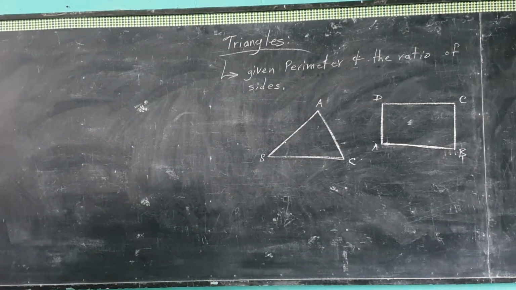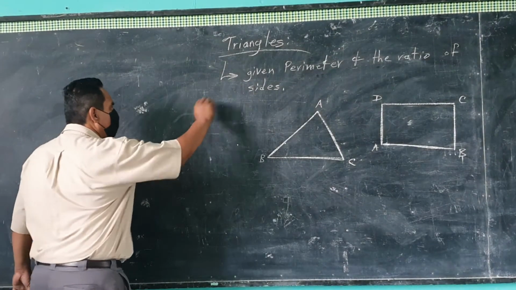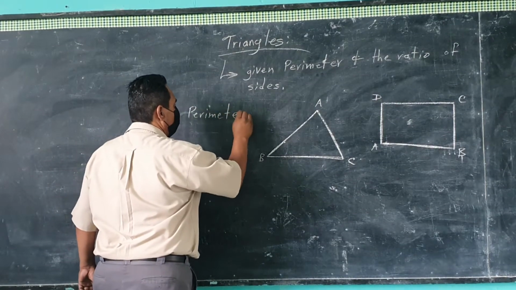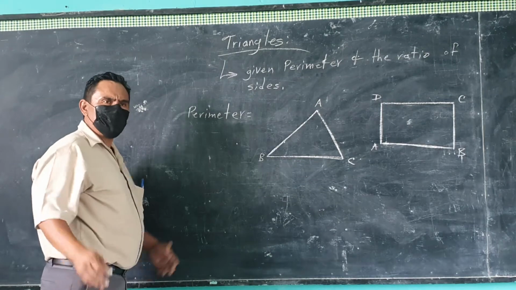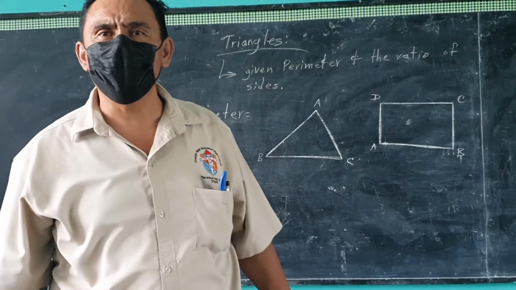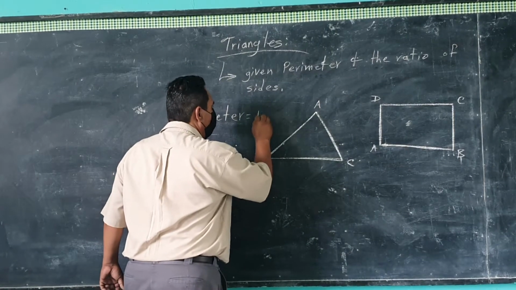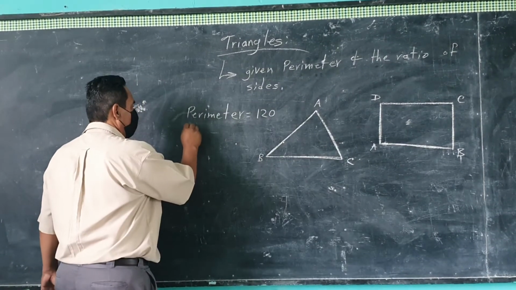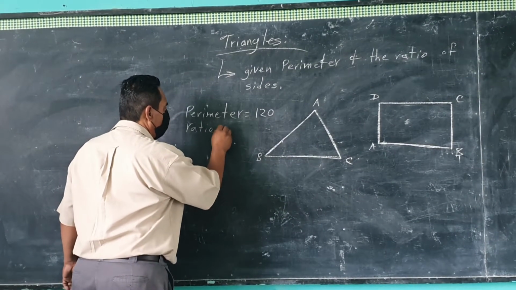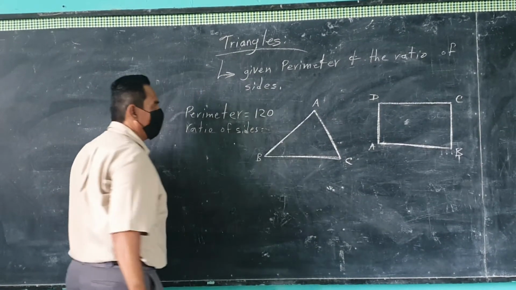Here, class. So the first thing that you are to do here, let us say that the perimeter is equal, give me a measurement. Those are too small. Let us say 120. Is that clear? So perimeter 120. Give me the ratio of sides. What's the ratio of sides?